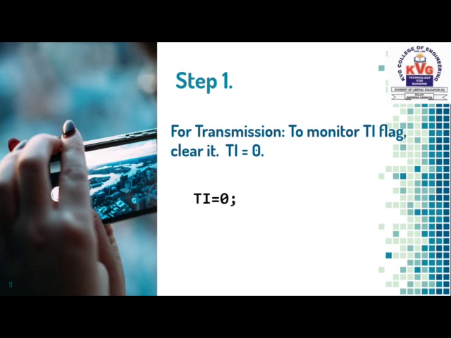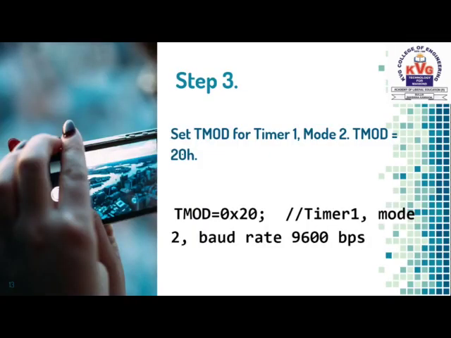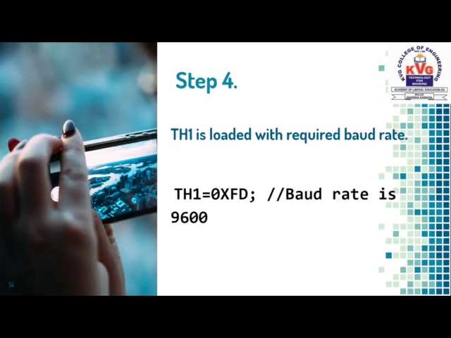Step 2. Set the SCON register bits for serial communication mode, that is 50H or 01010000. Step 3. Set the TMOD register for timer 1 mode 2 operation, that is 00100000 or 20H. Step 4. Set the baud rate to 9600 by loading TH1 with FD in hexadecimal or -3 in decimal value.